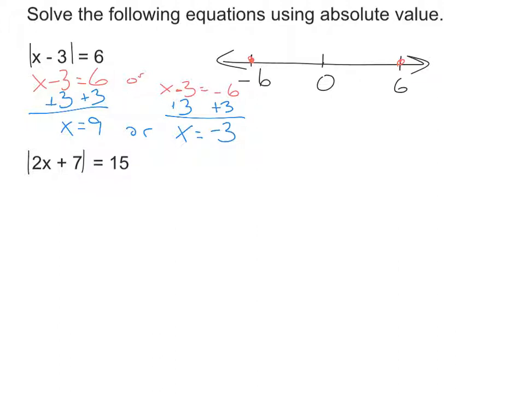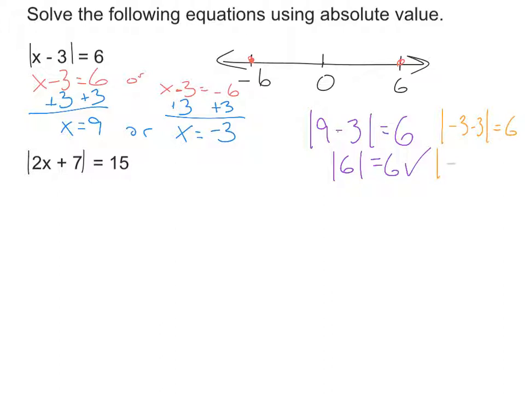And we can certainly check these solutions by plugging them in. If I take the absolute value of 9 minus 3, that should equal 6. 9 minus 3 is 6. So does the absolute value of 6 equal 6? Yes, it checks out. Let's try the other one, and I'll use orange for that. If I do the absolute value of negative 3 minus 3, we want to see if that equals 6. And I get the absolute value of negative 6 equals 6. And sure enough, negative 6 is 6 units from 0. So that checks out.